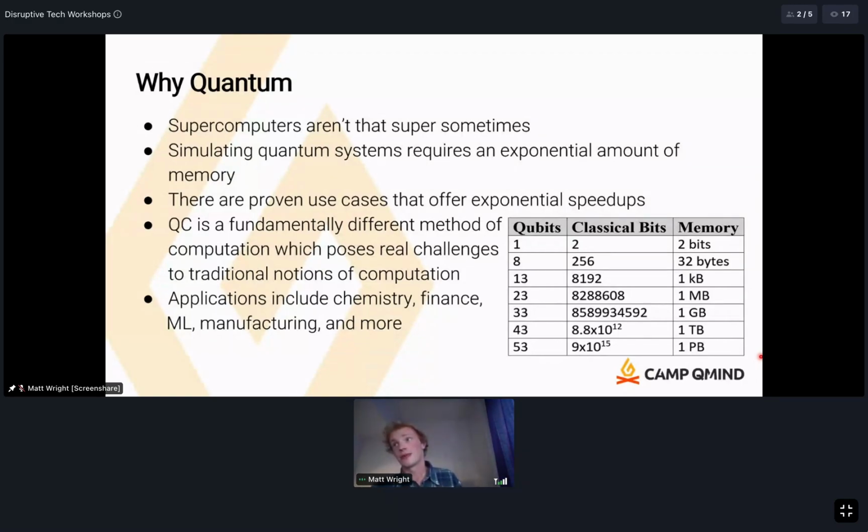But really the point that I'm trying to drive home today is that the theory of quantum computing poses real challenges to our notions of classical computation, or just computation as we know it. It's a fundamentally different method of computation. And what makes this theory really important and worth studying is that it's experimentally realizable. We have built quantum computers, and so these challenges pose a real threat and a real advantage that we can take advantage of.